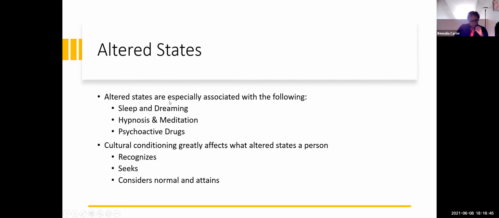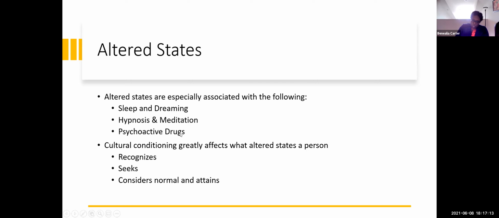So in the most recent Diagnostic and Statistical Manual, this is the 6th version, we are also looking at perceptions in media. So we currently have 3 main areas we're going to concentrate on today: sleep and dreaming, hypnosis and meditation, and psychoactive drugs. The first will be hypnosis and meditation.